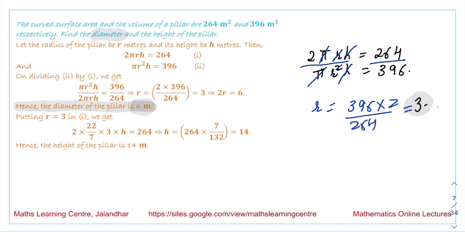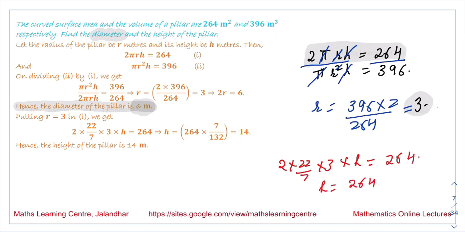Next we have to calculate the height of this pillar. In either of these two equations you can substitute this value. Suppose I am substituting in the first equation. So what I get is 2 into 22 by 7 into 3 into h, equal to 264. So the value of h is 264 into 7 by 2 into 22 into 3. When you solve this, you get 132. Next this 3 gets cancelled and we are left with 44. Then this 22 gets cancelled and we are left with 2. So it is 2 into 7, equal to 14. So the height of the pillar is 14 meters.